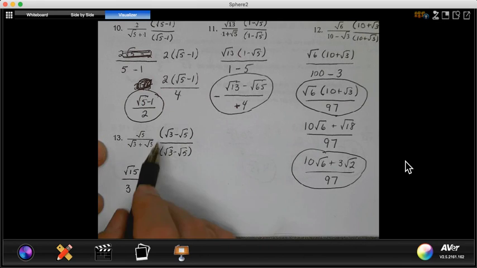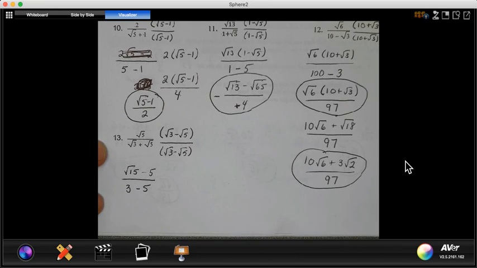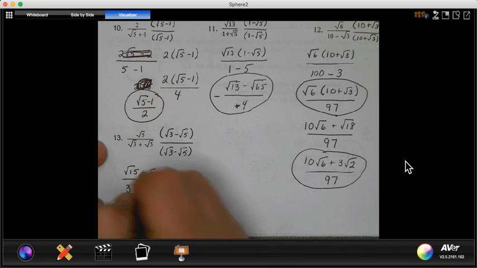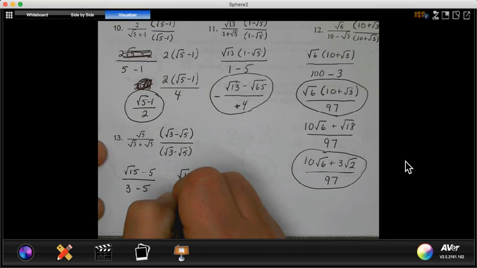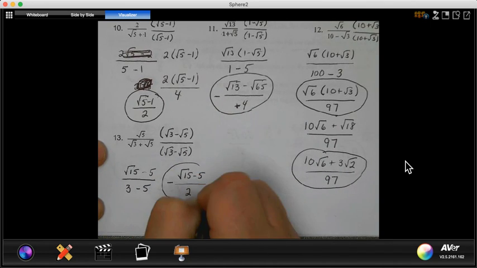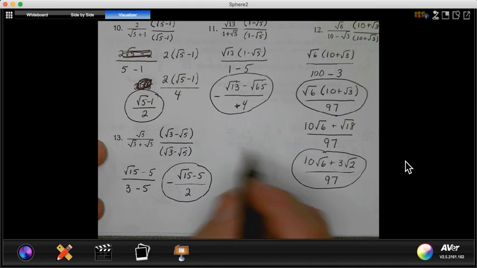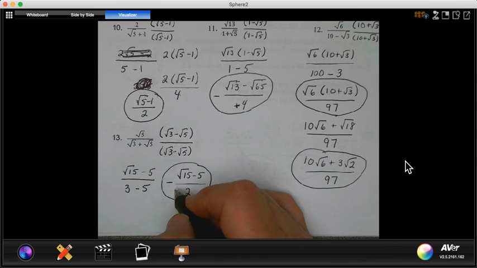Minus is always a minus when we do conjugates, because a positive times a negative is a negative. Root 5 times root 5 is 5. Clean up my denominator, that's negative 2. So we're going to have root 15 minus 5 over 2, and it's negative, so it should be negative 2. Typically, we put our negatives out in front. But if there's a negative in the bottom as multiple choice, you just pick it. Okay? All right.